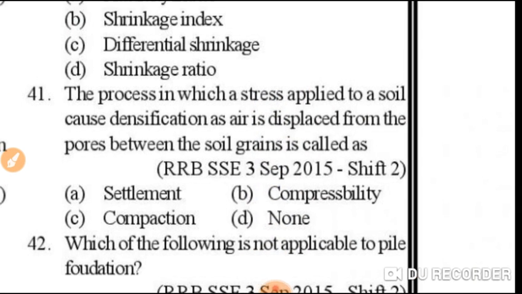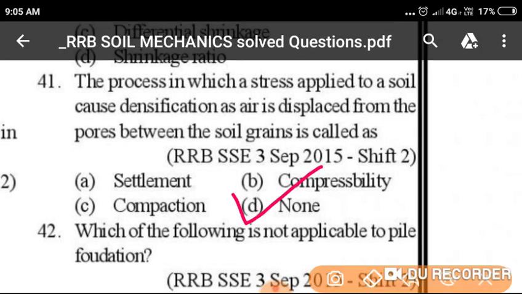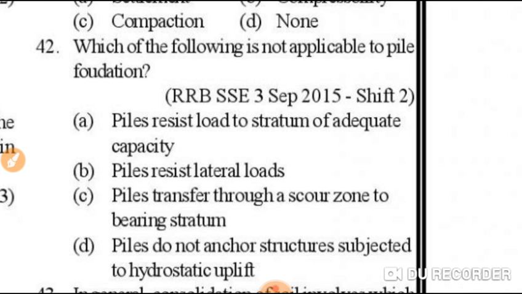Question number 41. The process in which a stress applied to a soil causes densification as air is displaced from the pores between the soil grains is called a compaction.